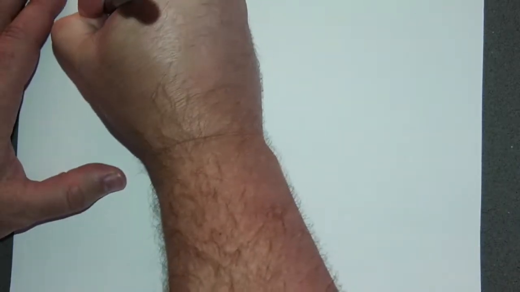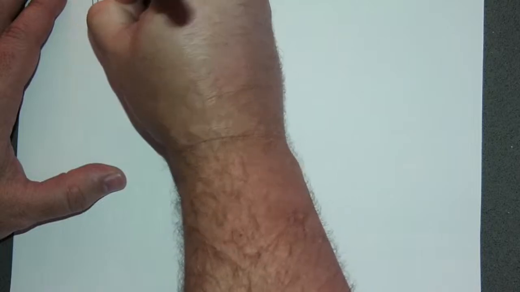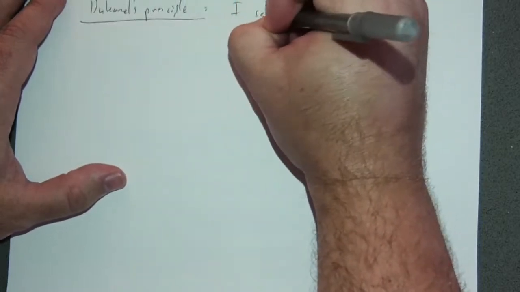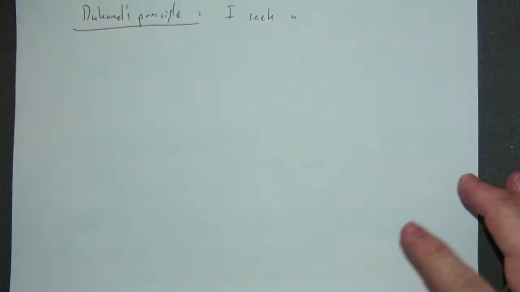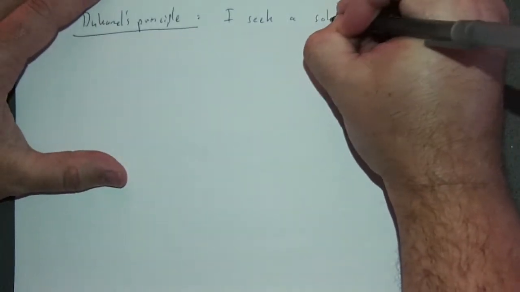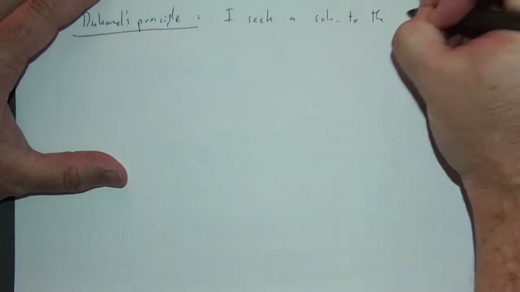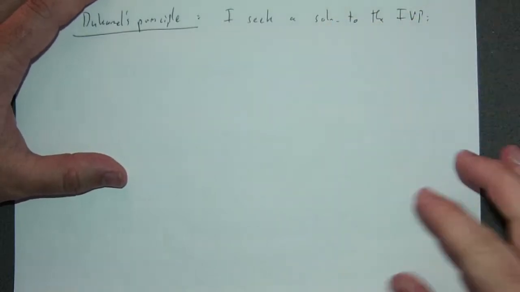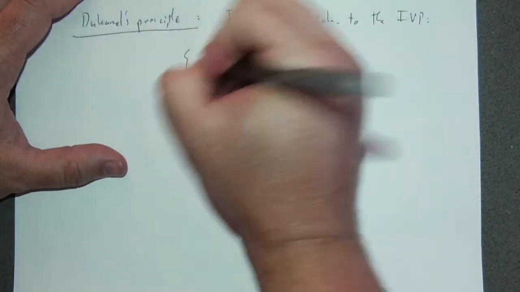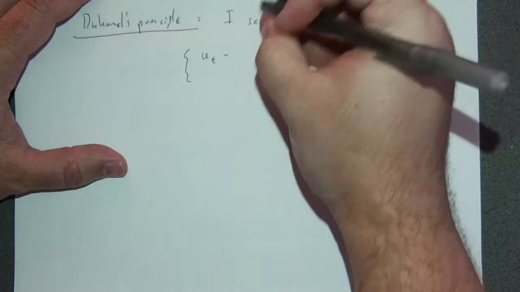So let us rewrite. How do I do Duhamel's principle for this thing? I seek a solution to the IVP, that is, I have zeroed out the initial condition. So I seek a solution to this thing.